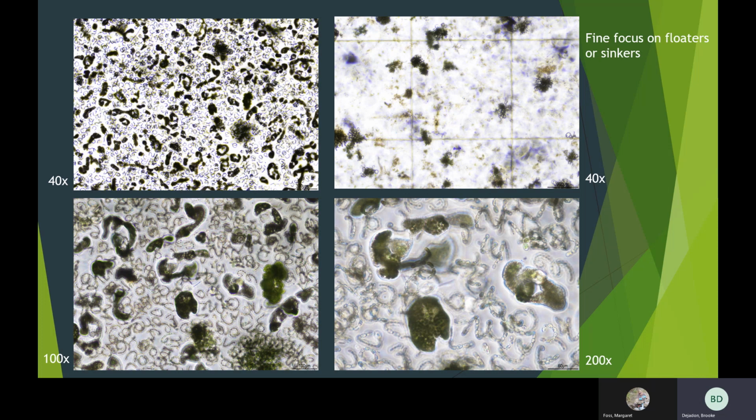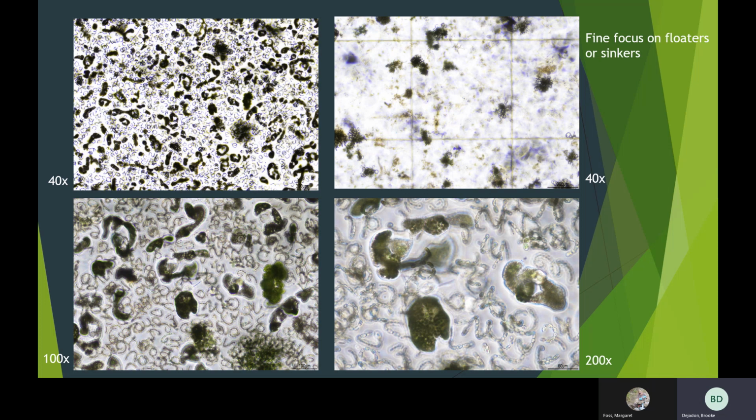So you really do need to scan around first to determine. This sample would be too concentrated to accurately count, but there's enough there to do a quick count and just maybe count what's in the field of view. It depends on how busy I am at that moment.